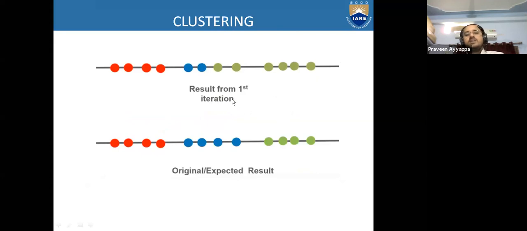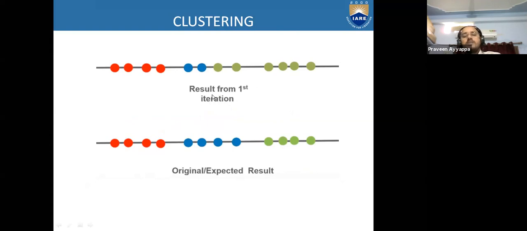So here is the result from the first iteration. What we have got here is this one, but the original or expected result is this. Until the given data points come into the form of the original or expected result, the data needs to be moved and arranged.